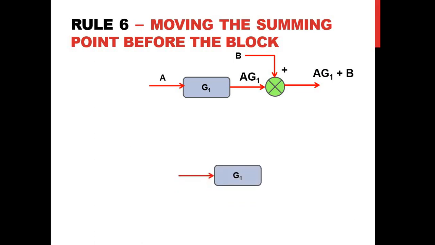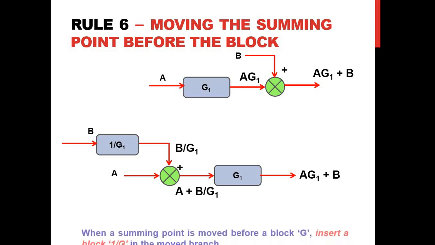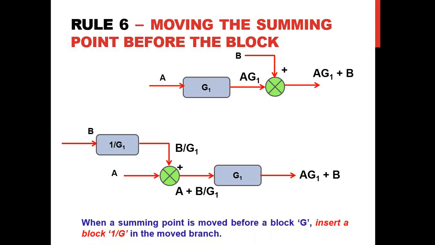Now for the same case, we have a G1, and the summing point is moved before the block. So the inputs given to the summing point are A and B. Now what we need here is AG1 plus B. So what we need here is (A plus B) by G1? No, that is not what we need. Then only we will be having the output as AG1 plus B. So A is given here. We want B by G1 on the second branch. So to get B by G1, I should add a block named 1 by G1 over here. So when a summing point is moved before a block G, insert a block whose value is equal to 1 by G in the moved branch.